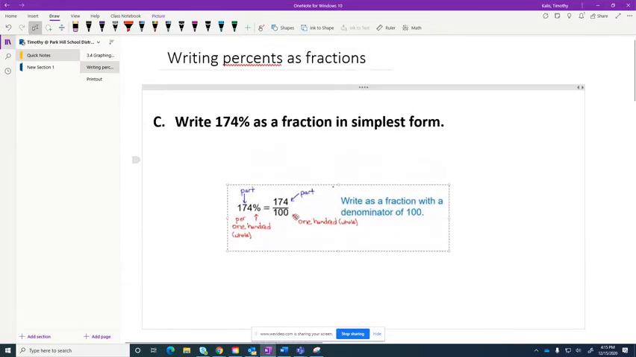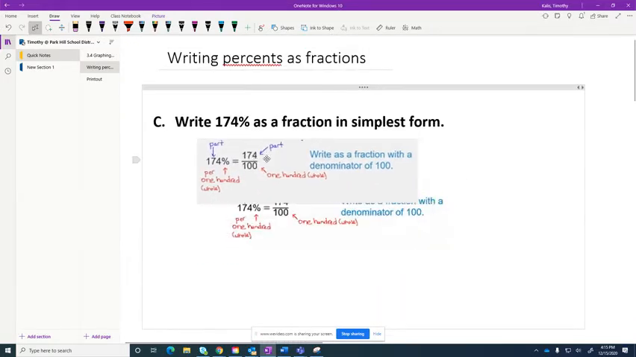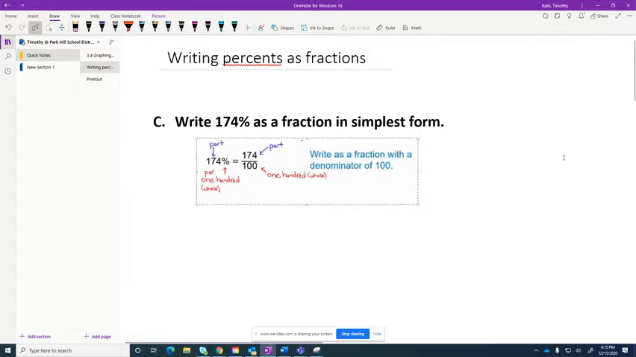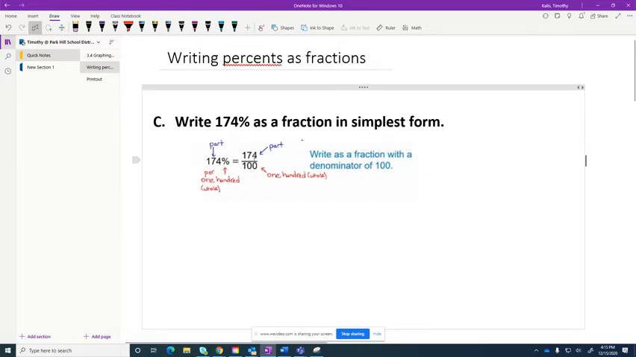And to explain this a little bit better, I'm going to bring up what I drew here. And we've got 174% is the part. The percent means per 100, which is the whole. And then as a fraction, we have 174 is the numerator out of 100, which is the whole, which is the denominator.